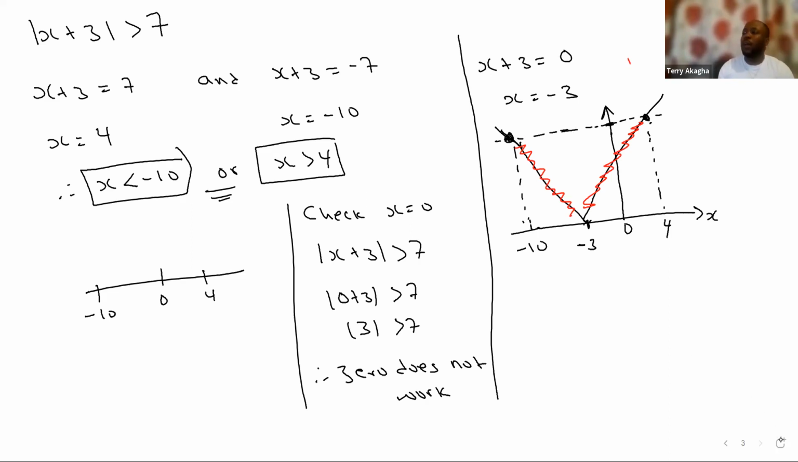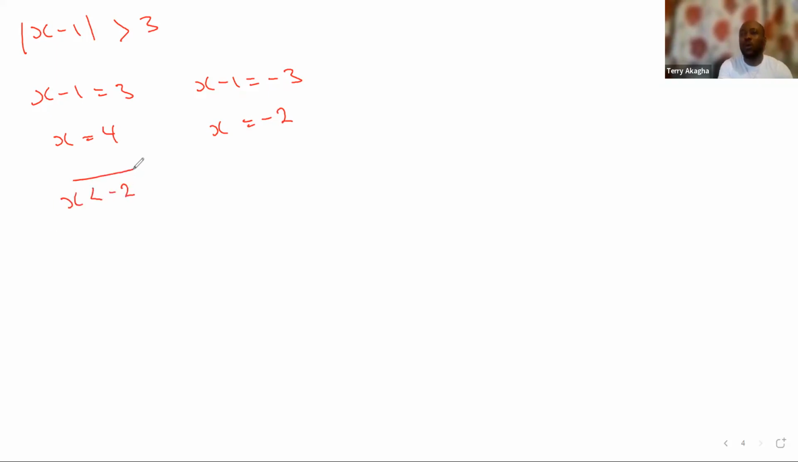All right, I'm tempted to add one more. So let's say we have the absolute value of x minus 1 is greater than 3. The same thing: x minus 1 is equal to 3, and x minus 1 is equal to minus 3. So you take 1 to the other side, x is going to be equal to 4. And for the other, minus 3 plus 1 will give you what? Minus 2. So it's going to be x is less than minus 2, or x is greater than what? 4. And that will be the answer for that.